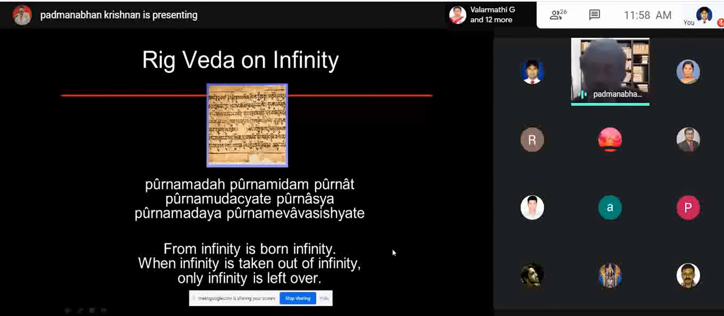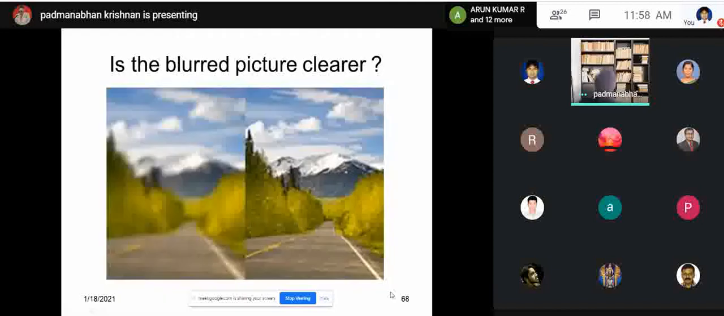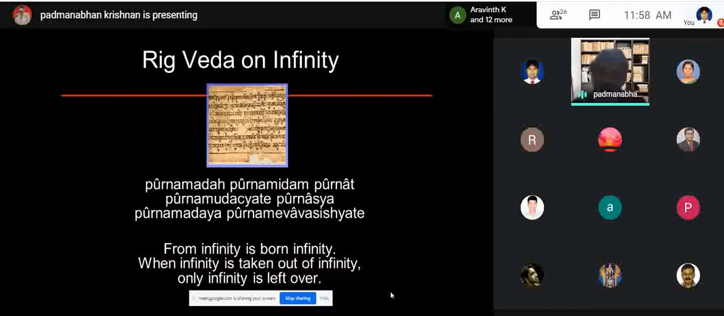Purnamadah Purnamidam Purnat Purnamudachyate, Purnasya Purnamadaya Purnameva Vashishyate. From infinity is born infinity. When infinity is taken out of infinity, only infinity is left over.